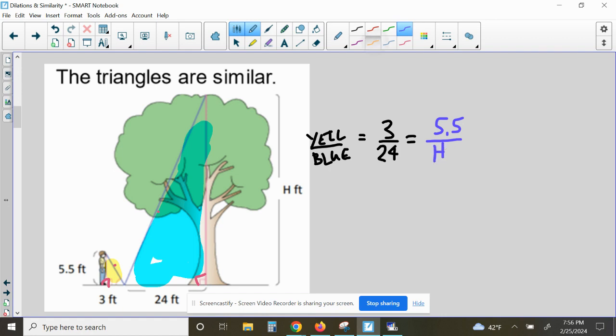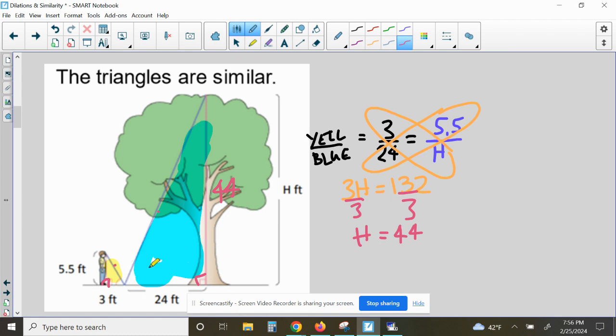Now all we have to do is crisscross multiply to solve this. So we crisscross multiply. 3 times h is 3h is equal to, we need 24. 24 times 5.5, and I get 132. Last step, to get h by itself, I need to divide by 3. Divide by 3. 132 divided by 3 is 44. So h equals 44. So the height of this tree is 44. And that's all they ask us to find.